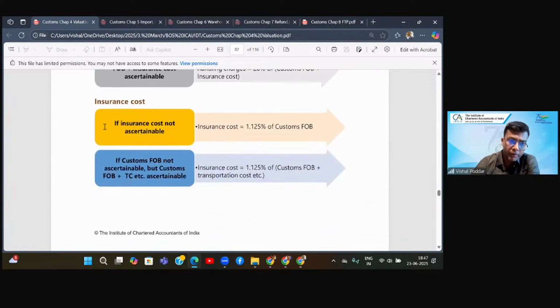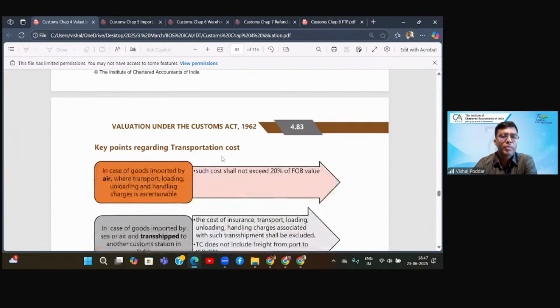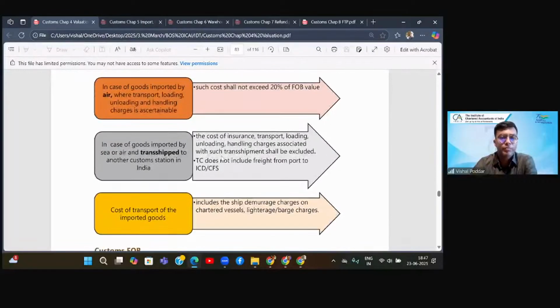Now, similar rule: if insurance cost is not ascertainable, the first rule is you will take 1.125% of FOB. And let us say again, if only FOB is not ascertainable, what is ascertainable is FOB plus freight, then you will take FOB plus freight and take 1.125% of that amount. This is that air transport point, that air transport cannot exceed 20% of FOB.